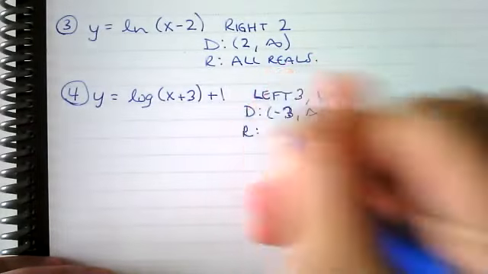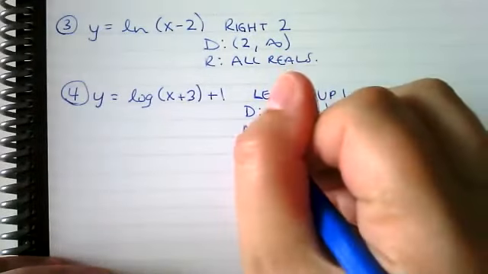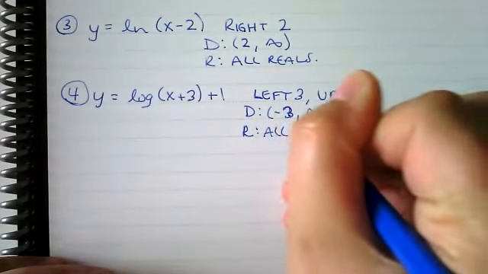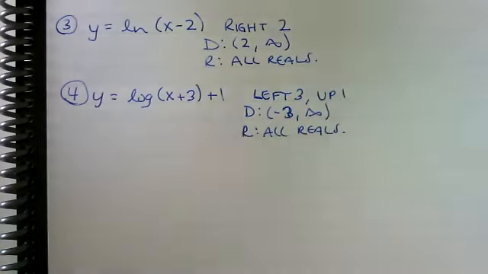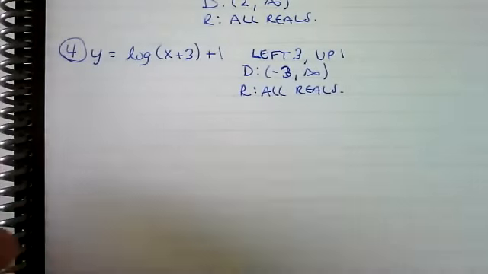And then my range, again, same thing. It is not changing. It's all reals. It includes all of our numbers. So it's just going to stay all reals for that. And then we'll do one last one.